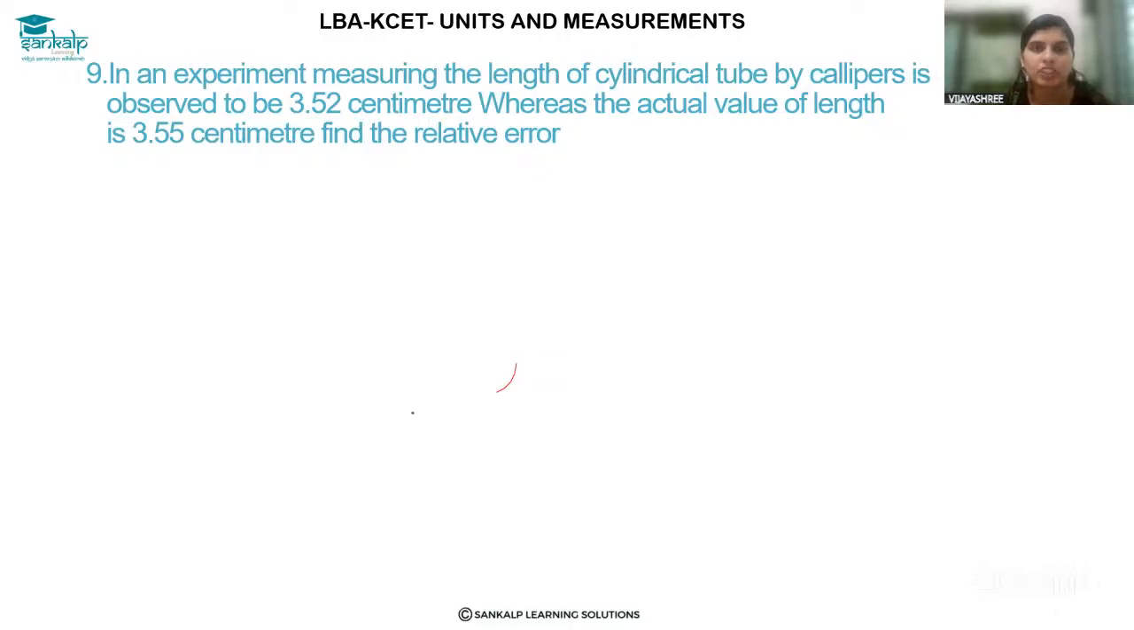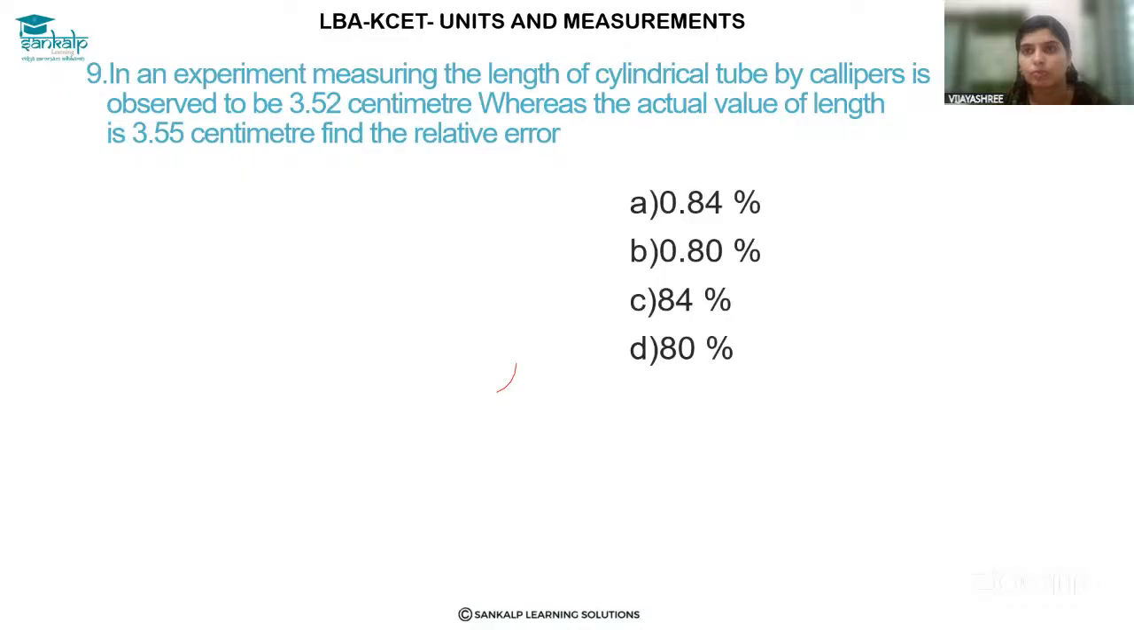In an experiment measuring the length of a cylindrical tube, the length measured by calipers is observed to be 3.52 centimeter, whereas the actual value of the length is 3.55 centimeter. Find the relative error. The options are given in percentage. Option A 0.84%, option B 0.80%, option C 84%, and option D 80%.